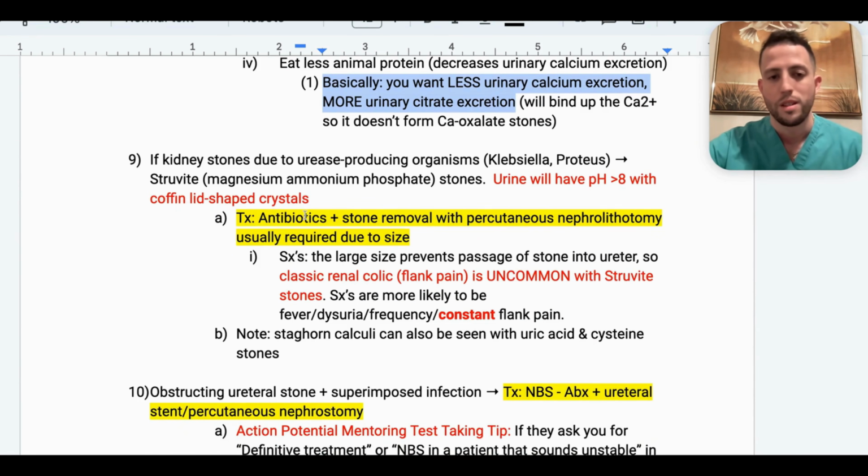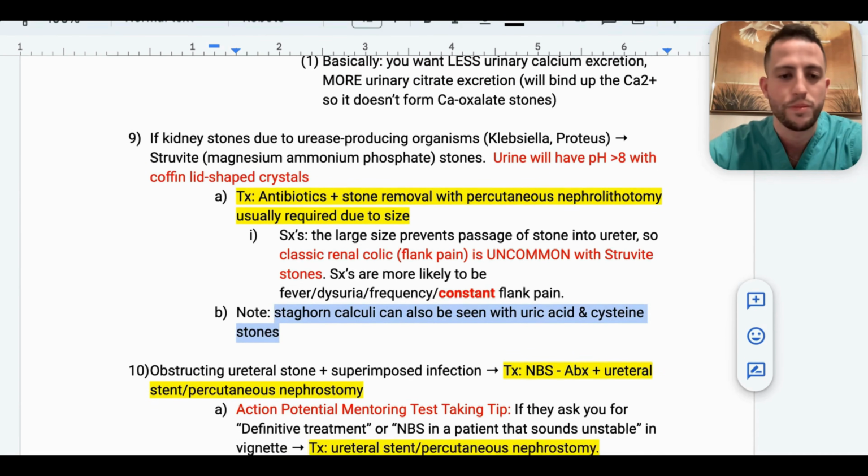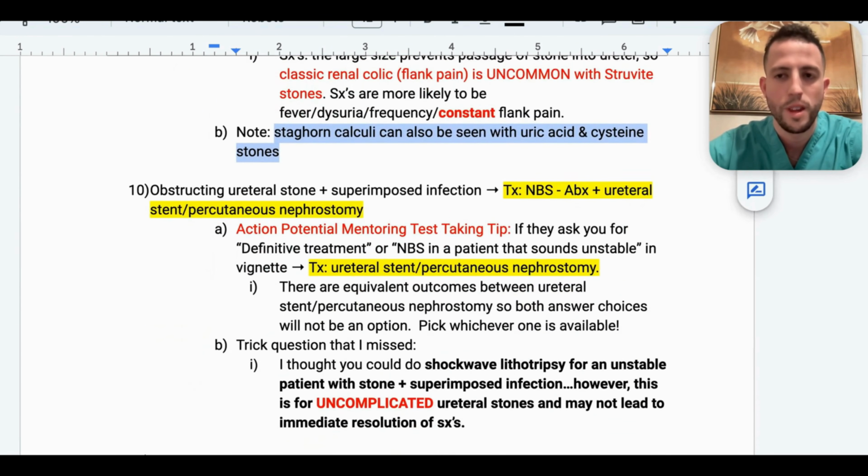Symptoms. Patients with struvite stones will have a very large stone that prevents passage of the stone down into the ureter. And so classic renal colic flank pain is uncommon with the struvite stones. The symptoms are more likely to be fever, dysuria, frequency, and constant flank pain. So the renal colic flank pain, you're going to have struvite stones low on your differential because their pain is more constant. Important to note that staghorn calculi can also be seen with uric acid and cysteine stones as well. A lot of students forget that.